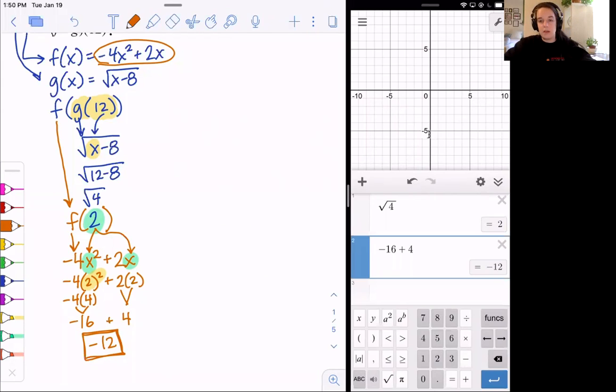Chelsea, I am not 100% sure. Can you try clicking this again? Just try it one more time for me. It might say algebra instead of math. I don't know.